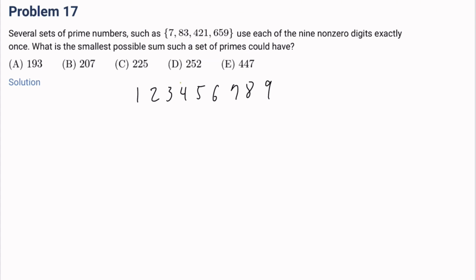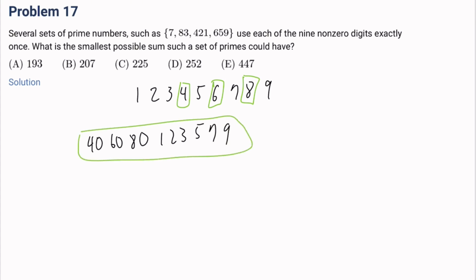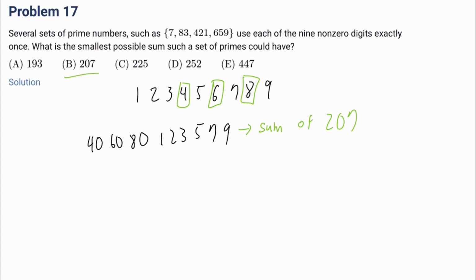But then if you see the numbers 4, 6, and 8, they cannot be in the units digit of a prime number, and so they must be in the tens digit, right? So our minimum sum would be something that has 4, 6, and 8 in the tens digit, so we have 40, 60, and 80, and all the others are the units digit, so 1, 2, 3, 5, 7, 9, right? And so if we take the sum of these numbers, this gets 180, this gets 190, we have 200, and so we have 207, right? So we have 207 as the sum, and yes, that is indeed an answer choice. So that is the answer.